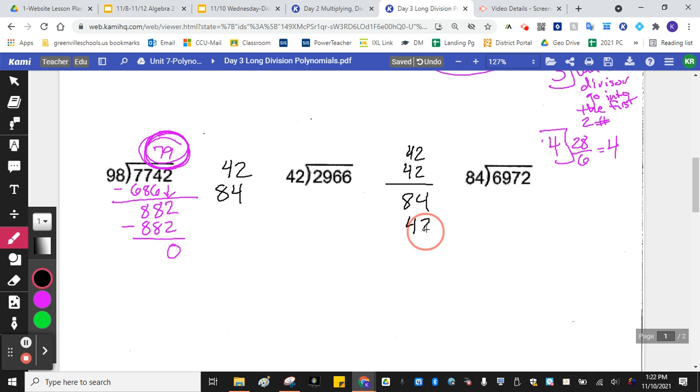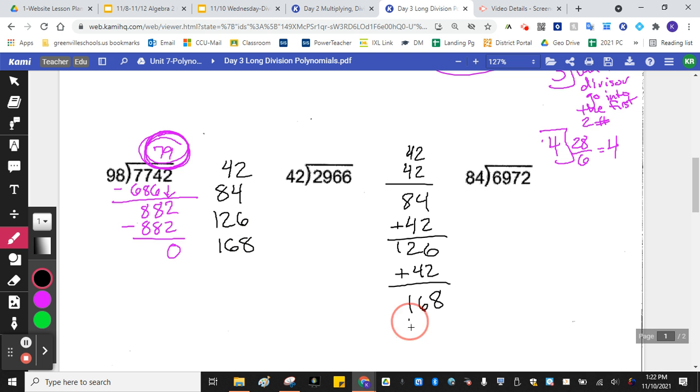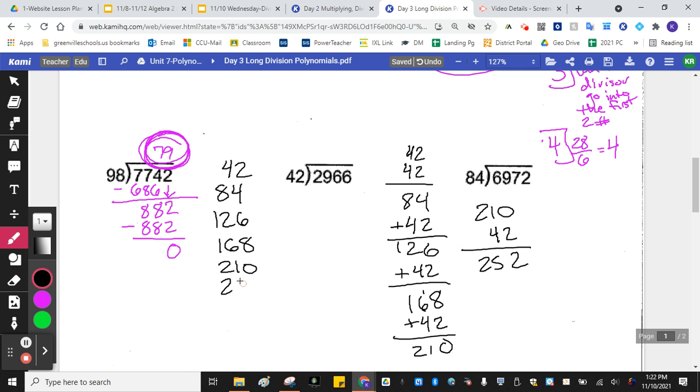Tell me when I mess up. Right there. Yeah. 126. 168. This is what people did before calculators. 210. Not there yet. 252. 294. Hey, there it is. That's the one I need.